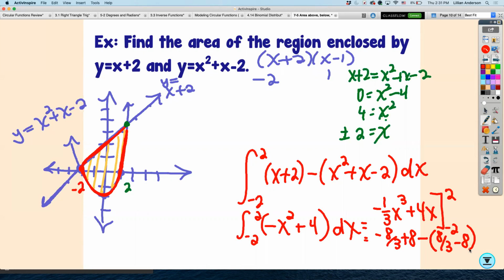Okay, 32 over 3. But I don't know if that's right. Could I get some confirmation? Because the 8 thirds come together and be negative 16 thirds, so 16 plus 16, yes, it'd be 32 thirds. That's correct.